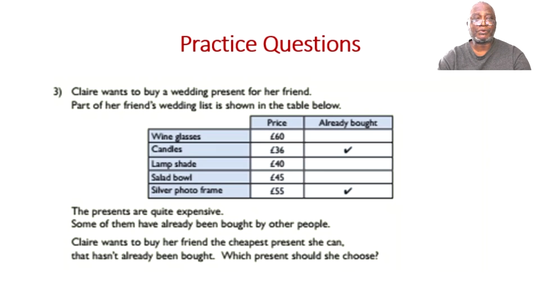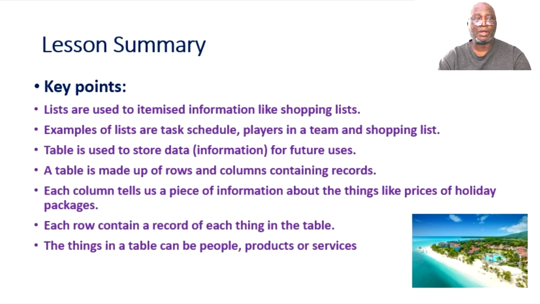Okay, so what have we learned? What are the key points? These key points are that lists are used to itemize information like shopping lists and menus, task schedules, players in a team. That's just 3 out of hundreds. A table is used to store data or information for future use. Well, it's data, it's there, we don't need it immediately. When it's information, that is when we use the data to provide the information.